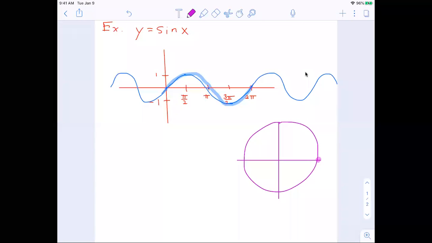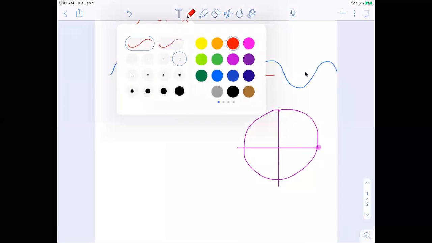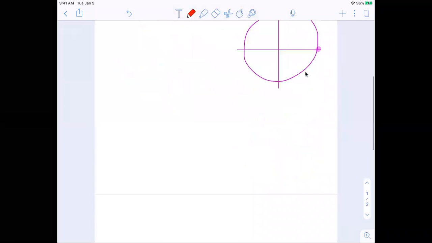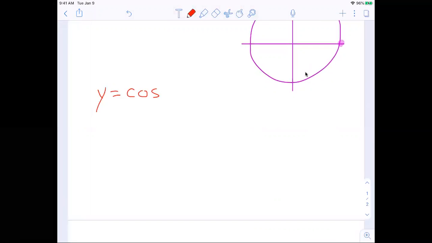So that's a sine graph, a basic sine graph. A cosine graph, so if we wanted to graph y equals the cosine of x, it looks really similar.